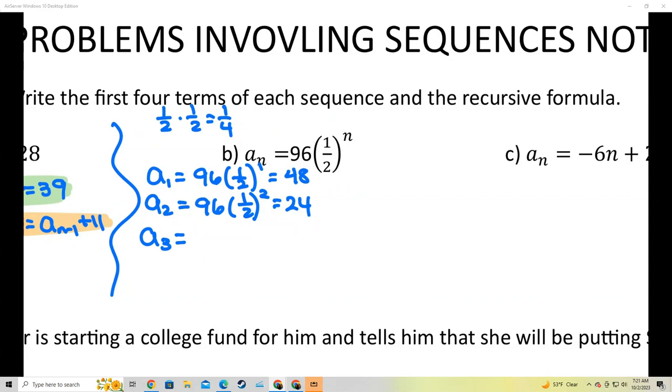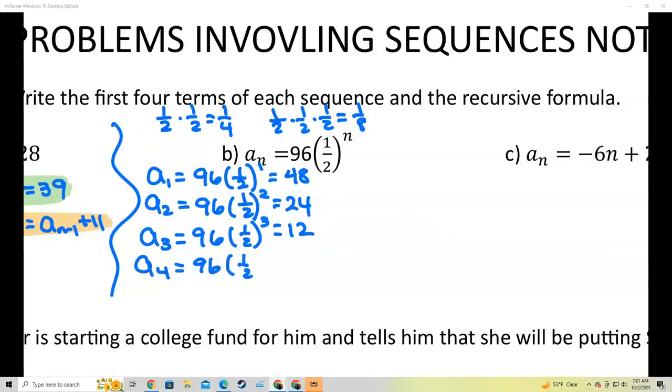The third term is going to be 96 times 1 half to the third power. Remember that that's 1 half times 1 half times 1 half, which is 1/8. And when you multiply something by 1/8, you're just dividing it by 8. So 96 divided by 8, that's going to give me 12. And we'll power through the last one, 96 times 1 half to the fourth. That's going to give me 1/16. So take 96 divided by 16, and I get 8.